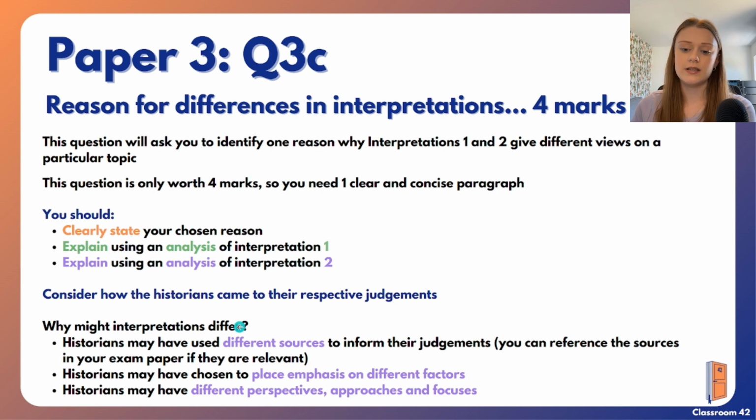So there are a few different reasons as to why interpretations might differ, so I've given you a few examples here. So first of all, historians might have used different sources to inform their judgments, and you can reference the sources in your exam paper if they're relevant. So your sources B and C will most likely sort of coincide with your 2 interpretations. So you can say, for example, interpretation 1 would have used sources such as source C, so therefore that's why they would have had that judgment, whereas your other interpretation used sources like the other source.